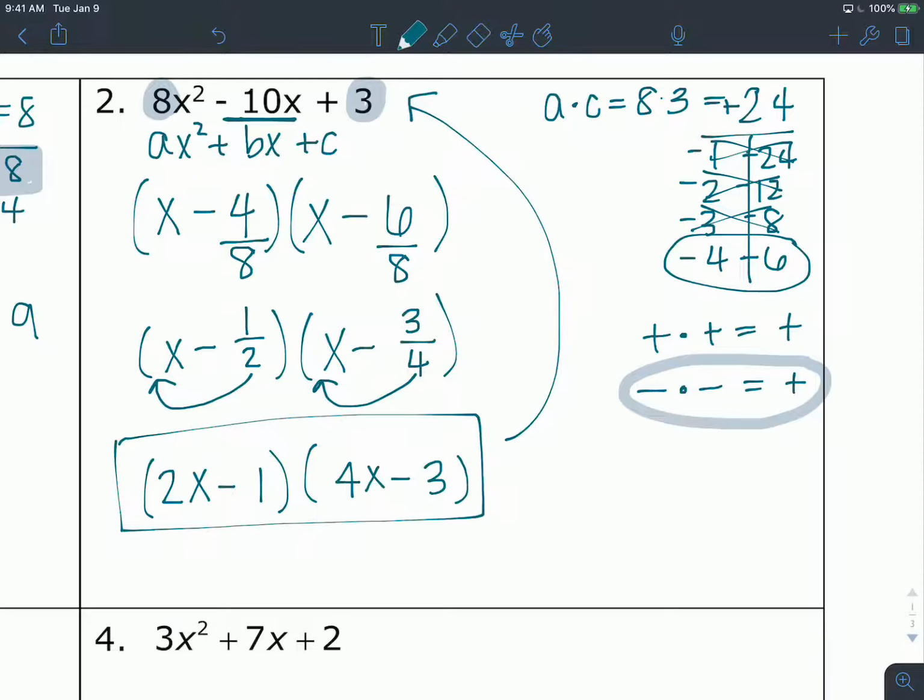All right, you guys, you have the rest of these, 3 through 8, I believe. Number 10 is a challenge question. See if you can get number 10.